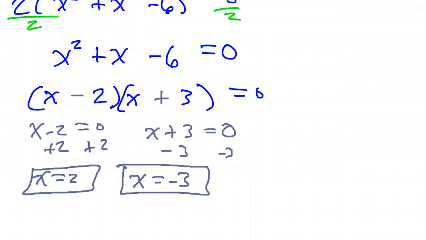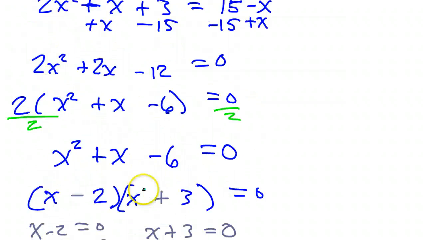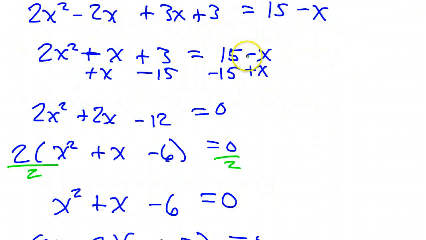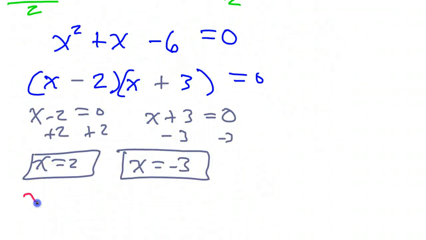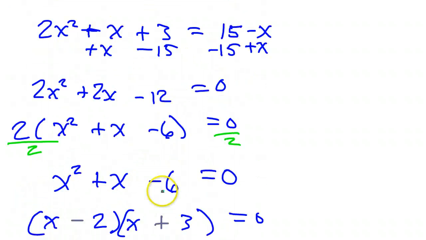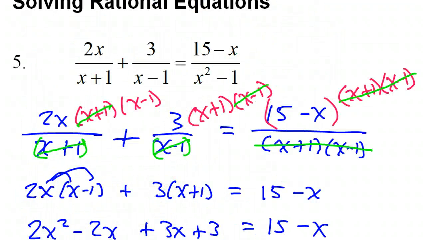Now let's look back and see what the restricted values were to make sure that none of these are excluded. The restricted values are x cannot equal 1 or negative 1, looking at all these denominators. So x cannot equal 1, x cannot equal negative 1. So these are the solutions. And that is problem number 5.